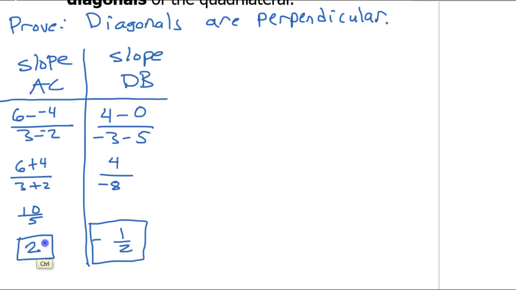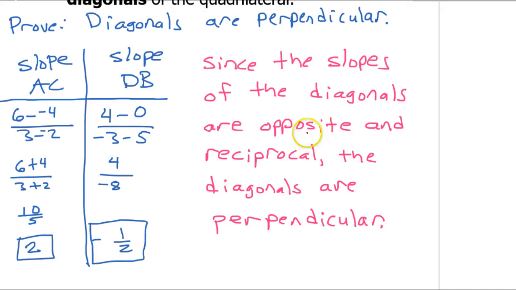Now, notice that these are opposite and reciprocal. Right? The reciprocal of 2 is 1/2. And I have one positive, one negative. So these are opposite and reciprocal. So, since the slopes of the diagonals are opposite and reciprocal, the diagonals are perpendicular. And that's what we were trying to prove.